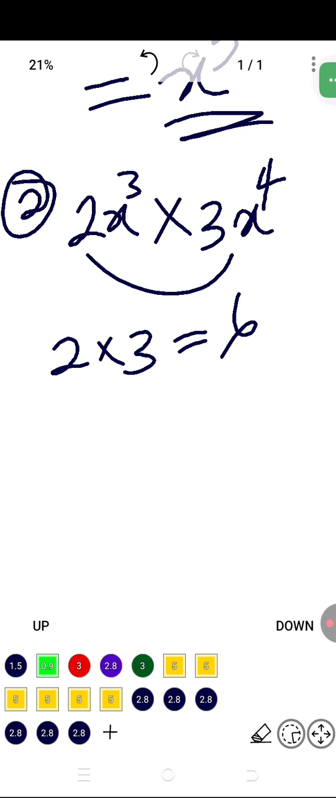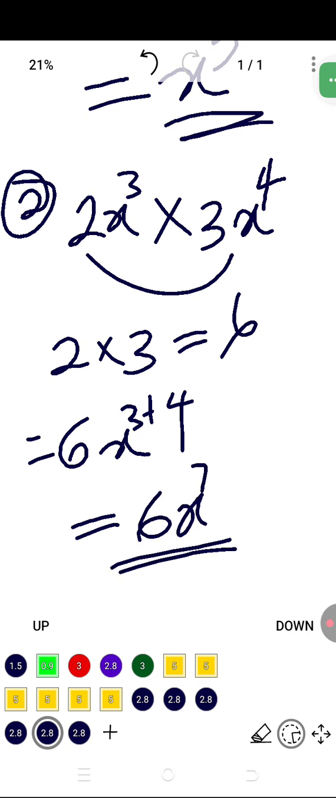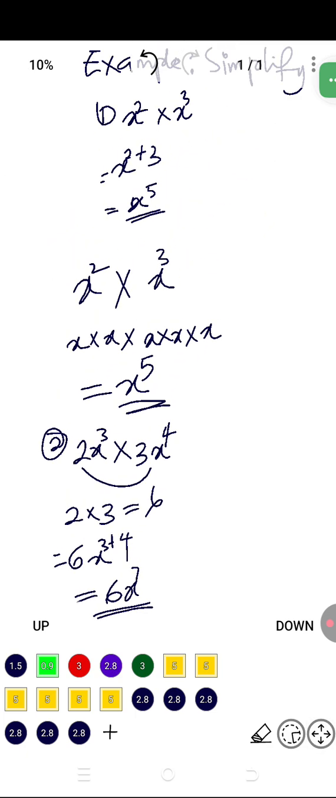Then you are going to take the base and add the powers. So that will give you 6x raised to power 3 plus 4, and that is equal to 6x raised to power 7. Very simple.